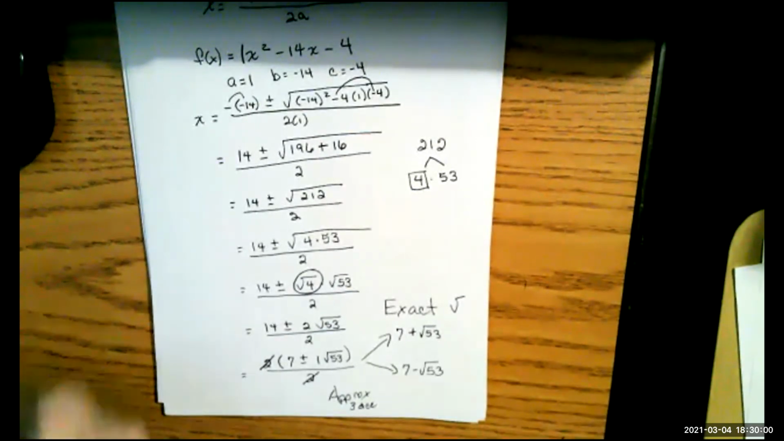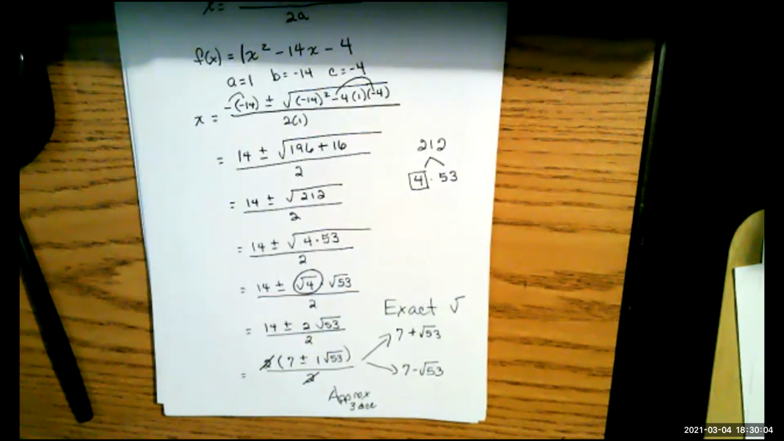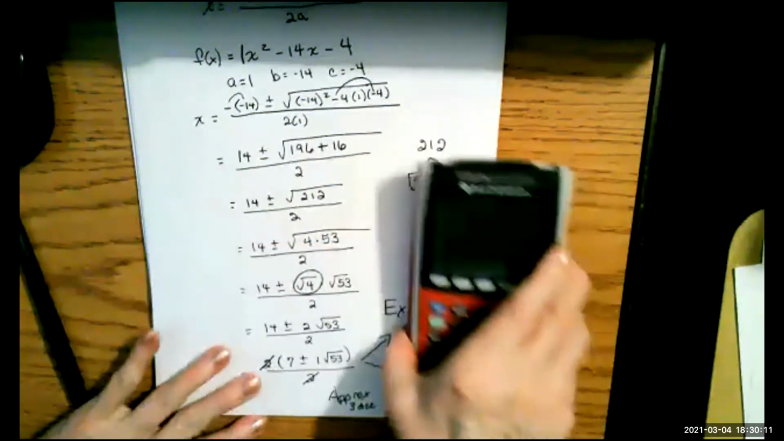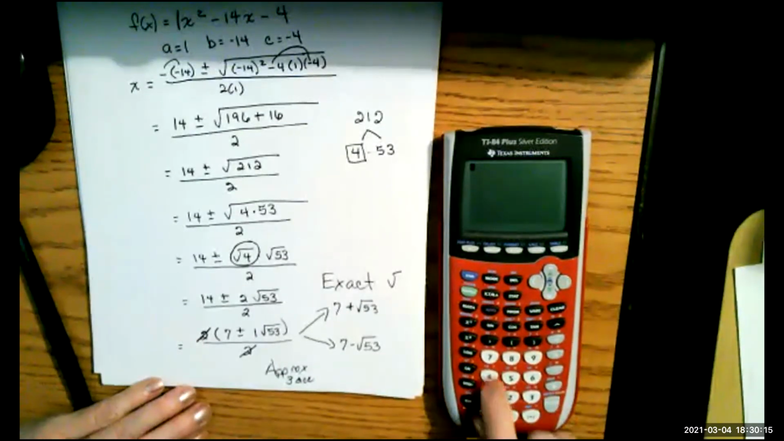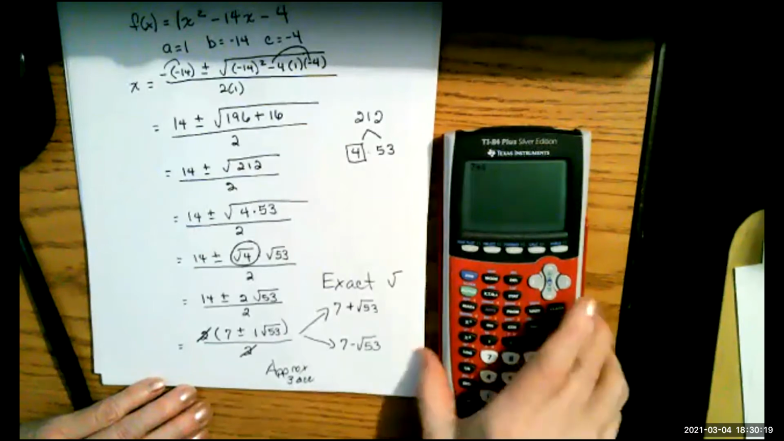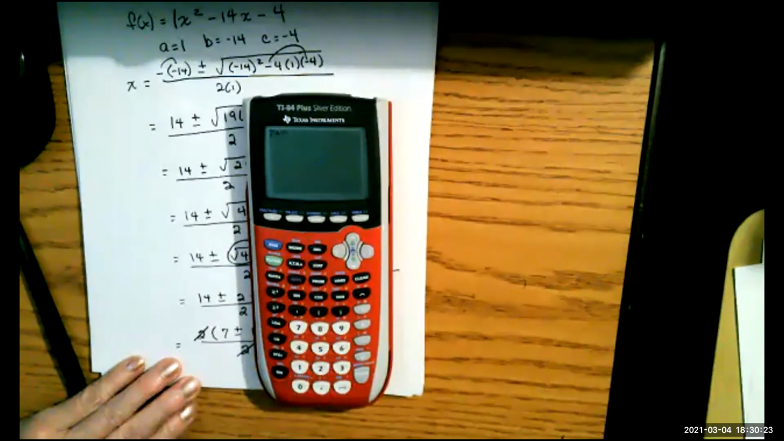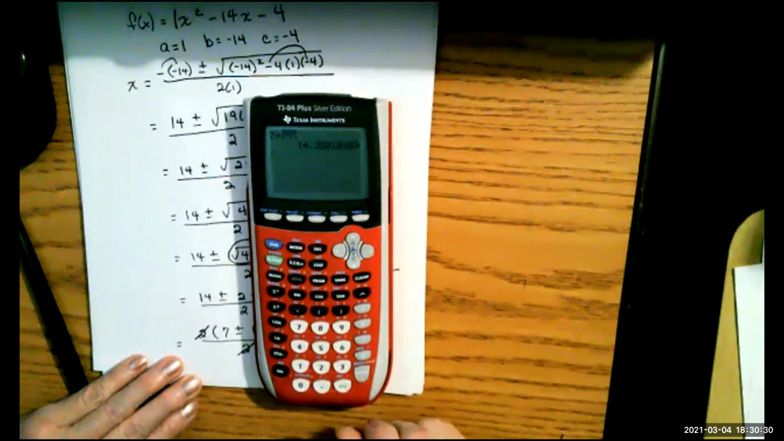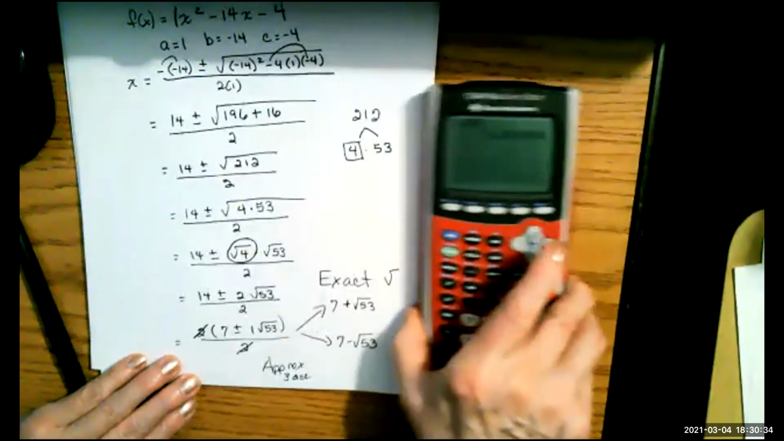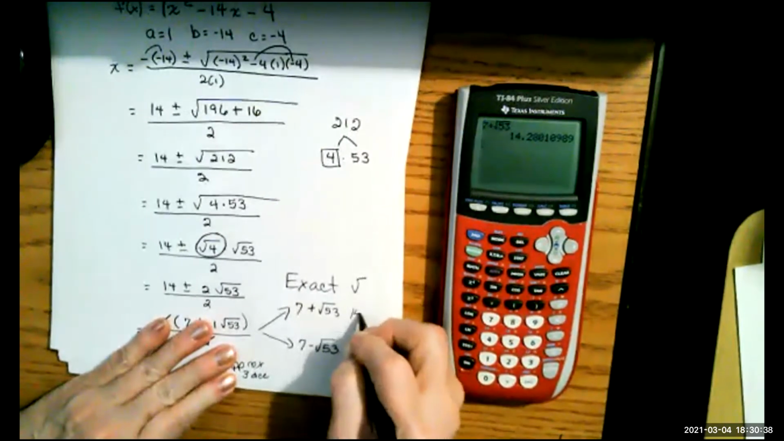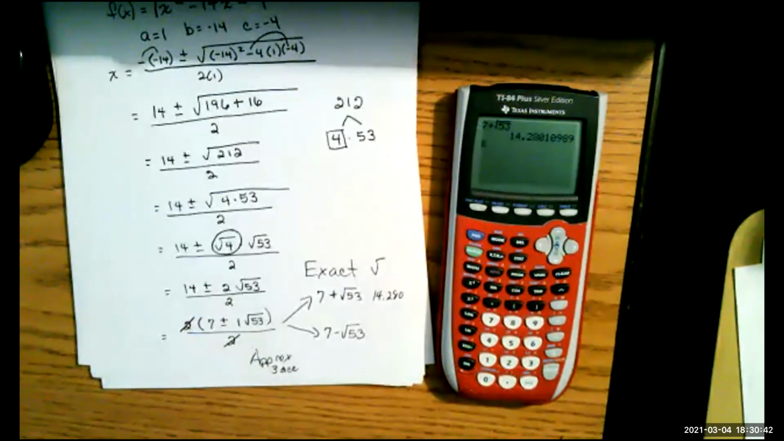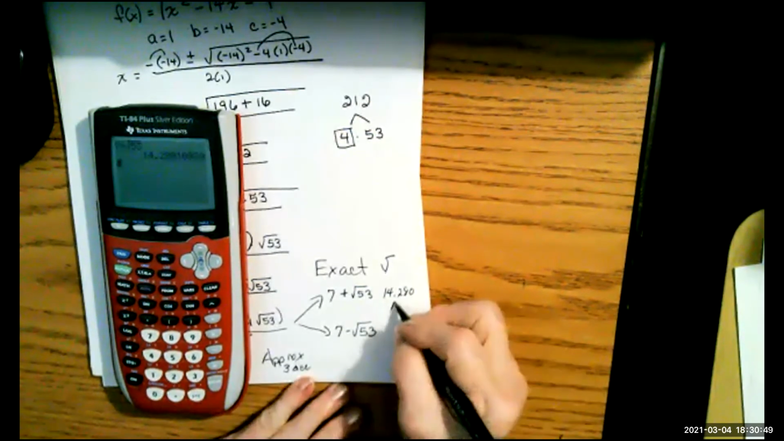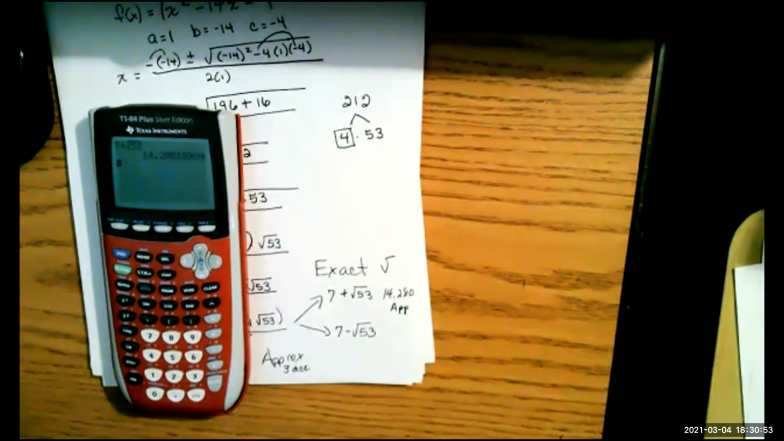So for this first one, the 7 plus the square root of 53, if I want an approximate value, I will grab my calculator and I will put in 7 plus, now if you can see that or not, 7 plus the square root, that I have to hit second to get the square root key, 53, and I'll hit enter. And I get 14.2801. So to 3 decimal places would be 14.280. This one is called approximate. If it has the square root in it, it's called exact.